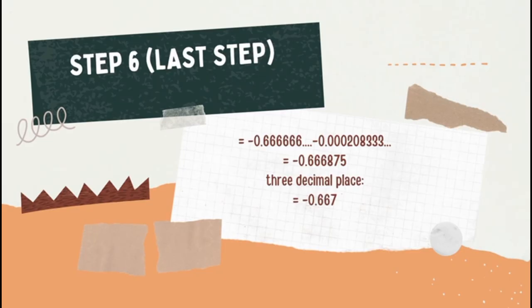Step 6. In decimal form, this is approximately negative 0.666875. When rounded to 3 decimal places, the final answer is negative 0.667.